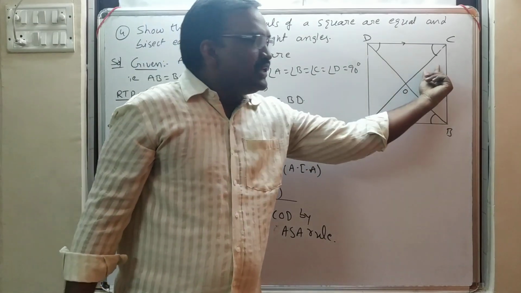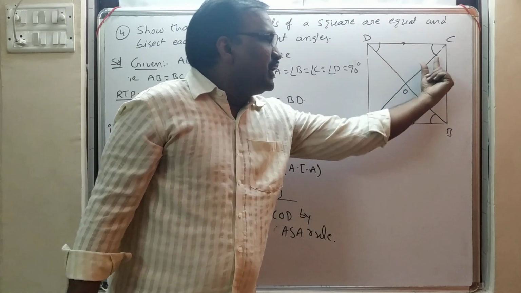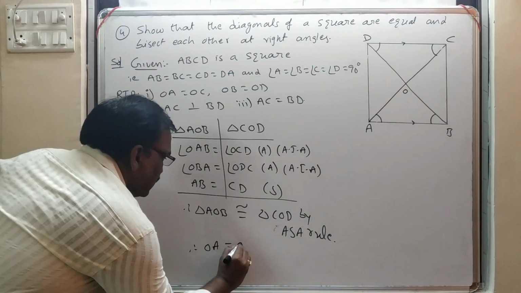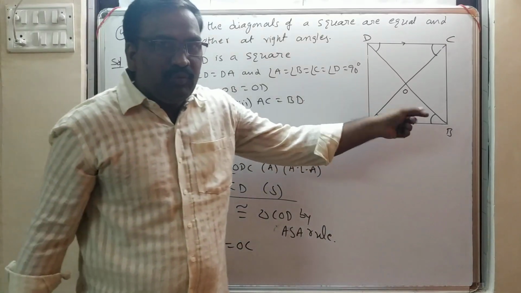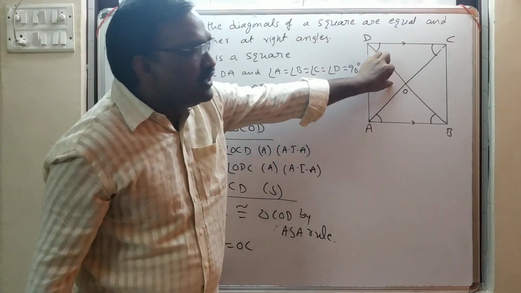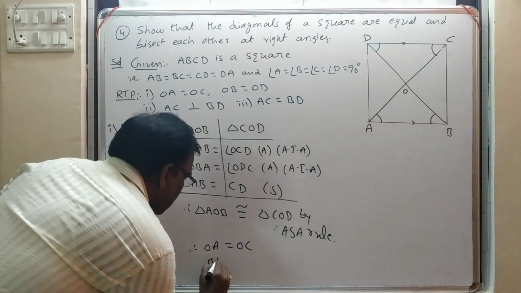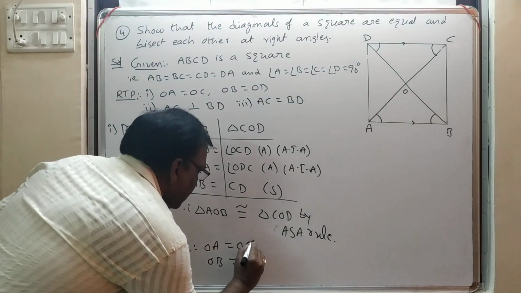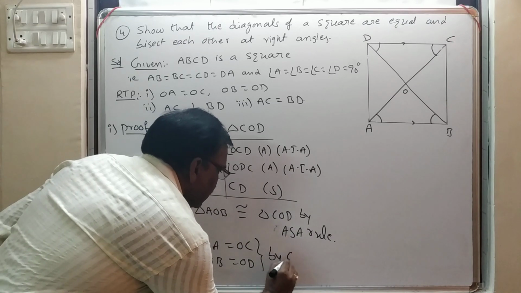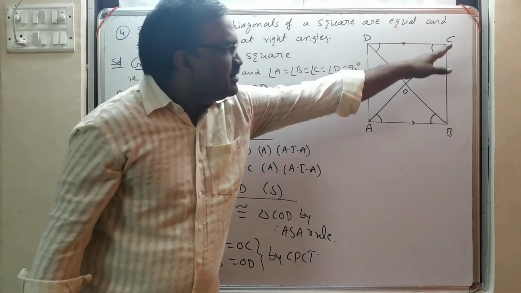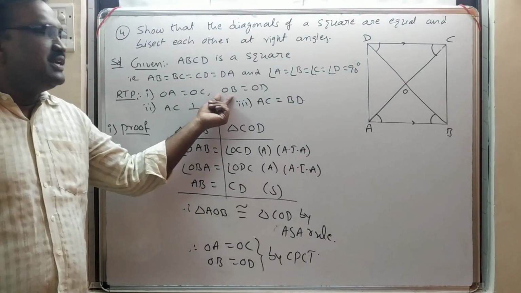So OA, OC corresponding parts. Therefore, OA is equal to OC, and one more corresponding sides, OB is equal to OD by CPCT. So diagonals bisect each other. And the first condition is over.